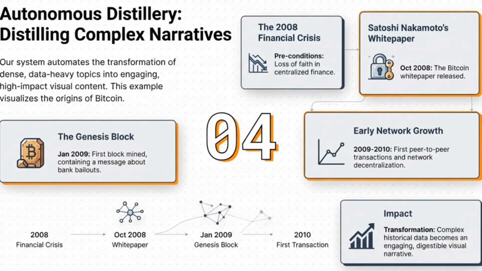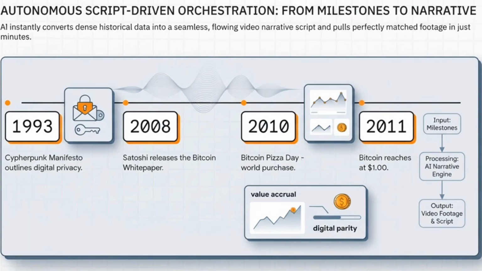So how does this autonomous factory actually distill complex data-heavy topics into engaging visual content? Let's look at a practical example. We'll feed the system a really dense historical timeline covering the origins of Bitcoin. We just drop in milestones like the 1993 Cypherpunk Manifesto, Satoshi's 2008 white paper, and Bitcoin reaching dollar parity in 2011. The AI instantly takes these dense historical facts and weaves them into a seamless, flowing narrative script.